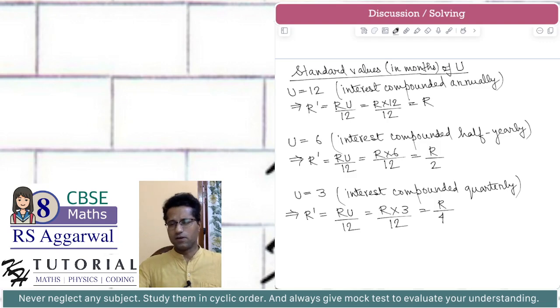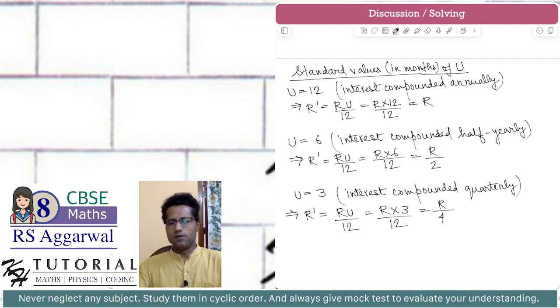It will be given in a different way, like interest compounded annually, which means U is annually, meaning 1 year. So U is 12 months. In that case, as you can see, if U is 12 months, R dash will be RU by 12, which is equal to R. And if it is given that interest is compounded half yearly, meaning 6 months, in that case R dash will be RU by 12, which comes to be R by 2. So these are some standard values of U and the corresponding value of R dash.